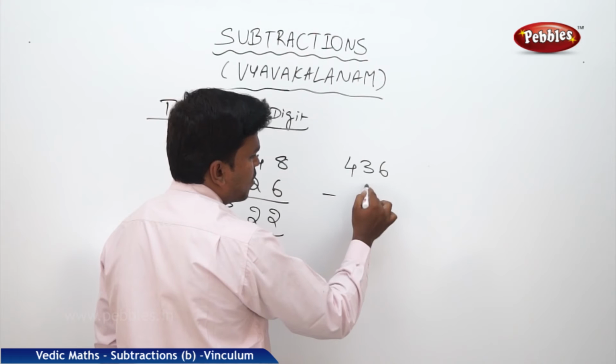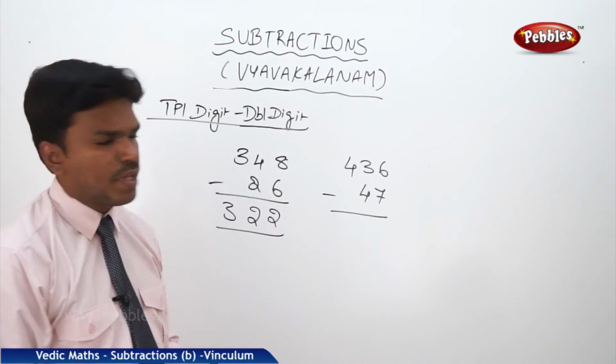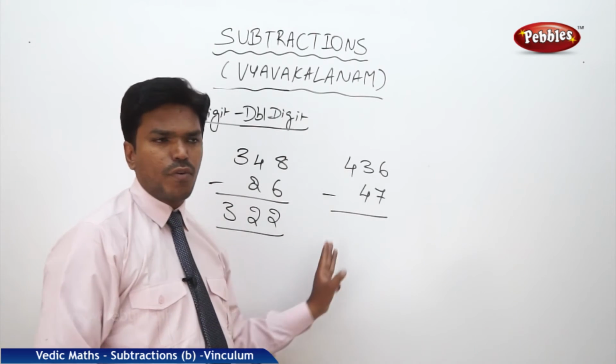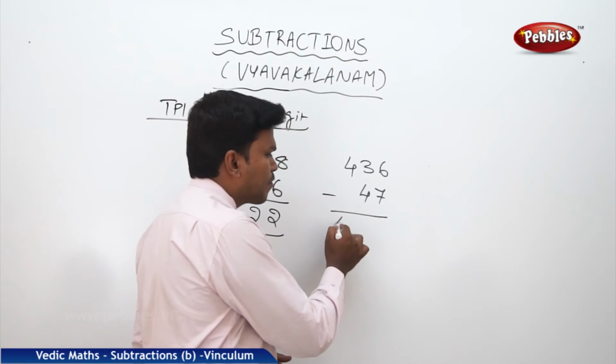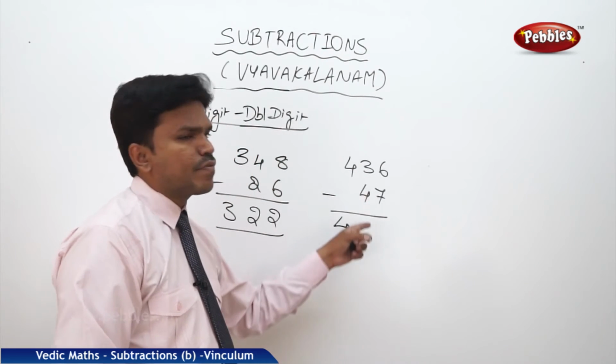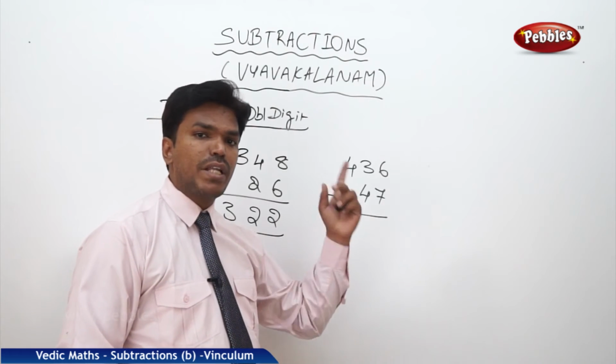436 minus 47. I want to subtract 436 minus 47. Start from left to right, drop 4 as it is. Why? Because there is no digit below 4. That's why I am dropping simply 4 as it is. Now 3 minus 4, is it possible? No, it is not possible. So go reverse.